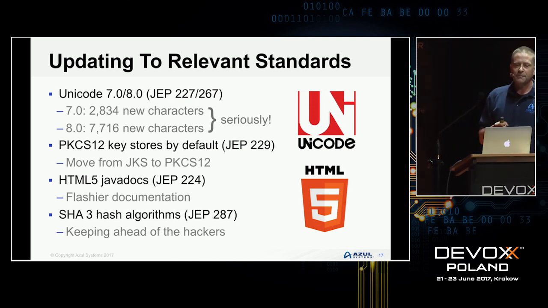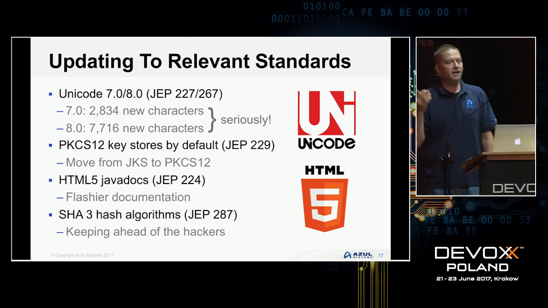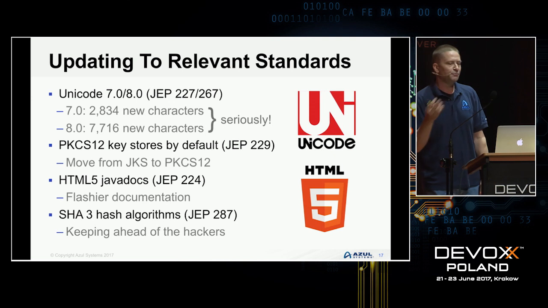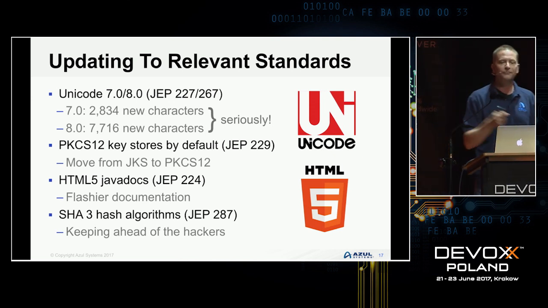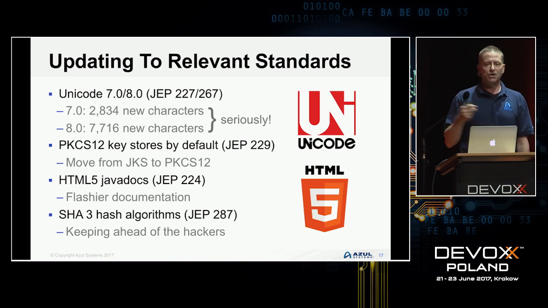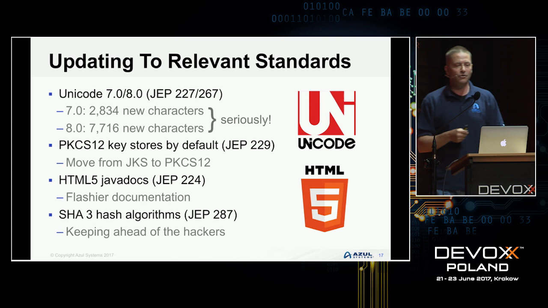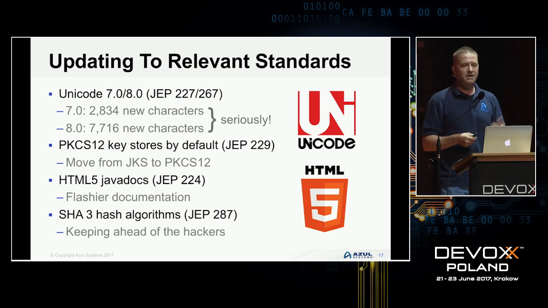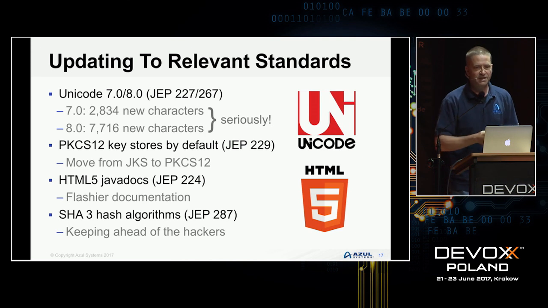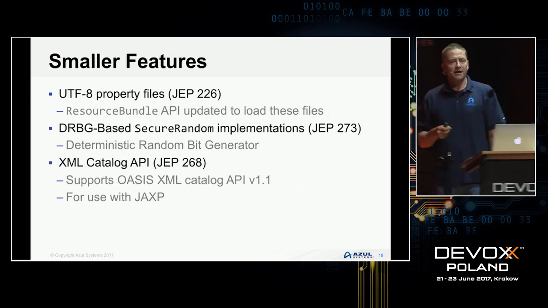Other standards have been updated, so the public key cryptography system is now being used as key stores, moving away from the Java key store system to the PKCS 12 way of doing things. Javadocs have now been updated to HTML5, so we have some slightly nicer looking documentation, and the algorithms used for SHA-3 have been updated, trying to keep us ahead of the hackers. Some other smaller features have been changed.